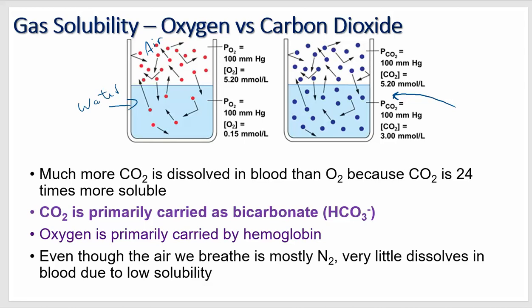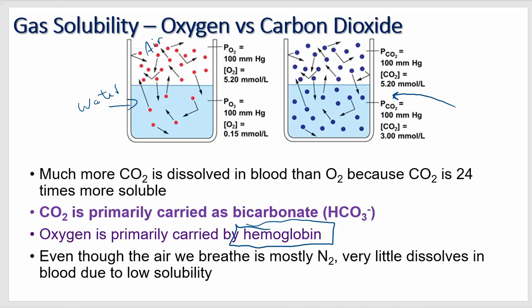But we have to think about, well, if oxygen isn't very soluble in water, and blood is made from water, then how are we getting oxygen moving around? And that's because it is primarily carried on hemoglobin, a molecule called hemoglobin, which we'll look at.